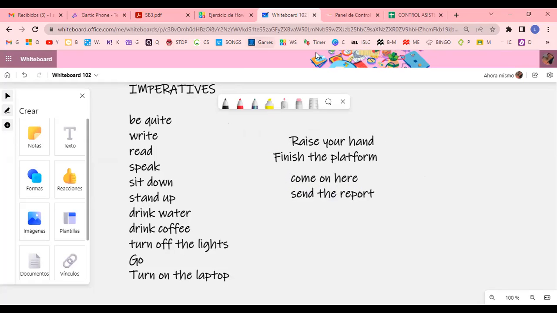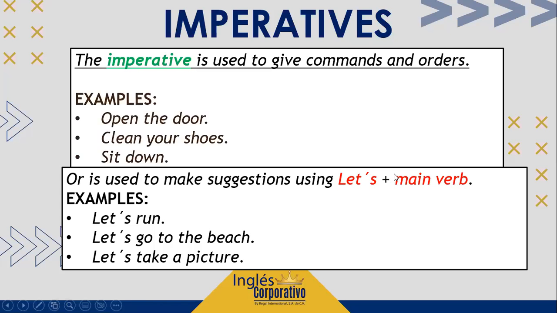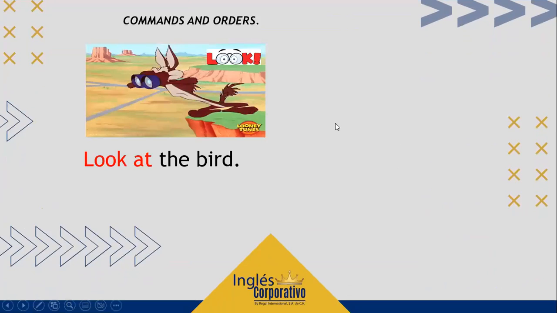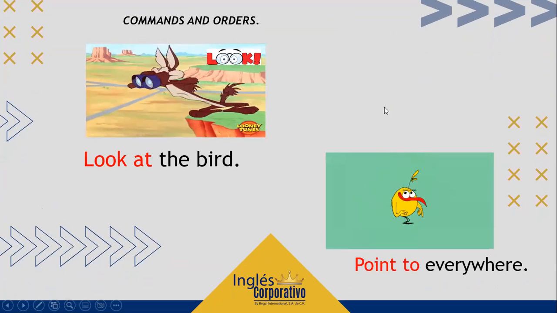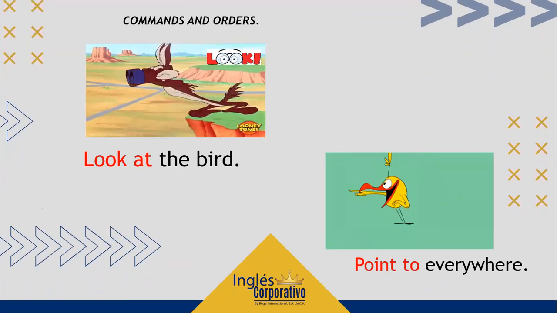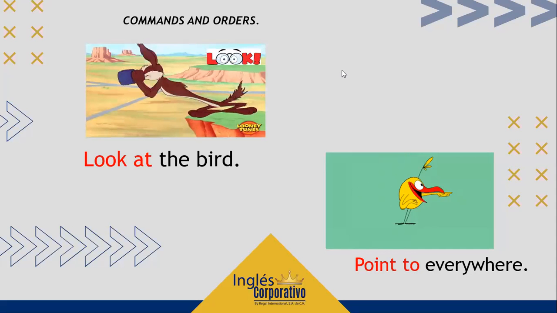And so wait a second. I think I have the negative ones. Oh, here we have some of them, and I want you to help me to read. Ahorita tengo algunos acá y quiero que ustedes me ayuden a leerlos, okay? Blanca Delgado, can you help me here? Look at the verb. Yeah, very good. Next one, please, Carlos Argueta. Help me with this one. Point to everywhere. Exactly. Thank you.